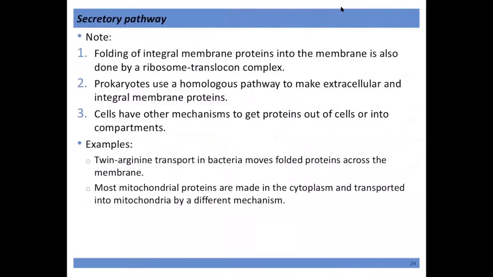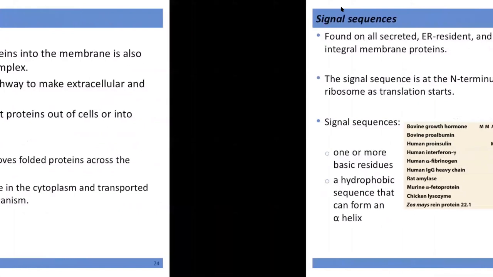So note in this pathway, folding of the integral membrane proteins into the membrane is also done by a ribosome translocon complex. So like I said, if this is going to be an integral membrane protein, as it's coming out of the ribosome, it is packaged into the membrane as well. Prokaryotes use a similar pathway to make their extracellular and integral membrane proteins. So again, the thing is, how do we get proteins outside of the cell and into the membrane? And cells have other mechanisms to get the proteins out of cells or into compartments. And there are 2 different examples, but that will be for your own interest to read.